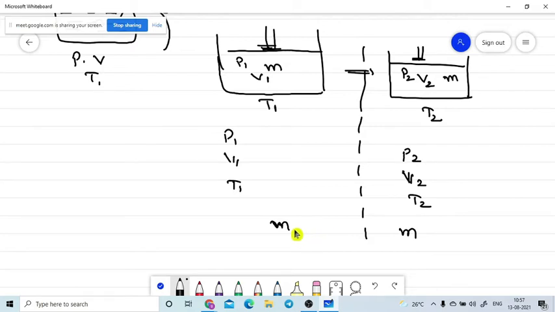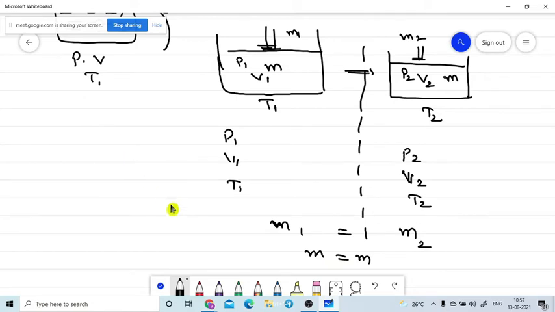Hello? Yes, sir. Are you getting now? Hello? Yes, sir. So that means M is equal to M. For your easy understanding, M1 is equal to M2. You feel like that M1 and M2, but M1 is equal to M2 because M is equal to M only.